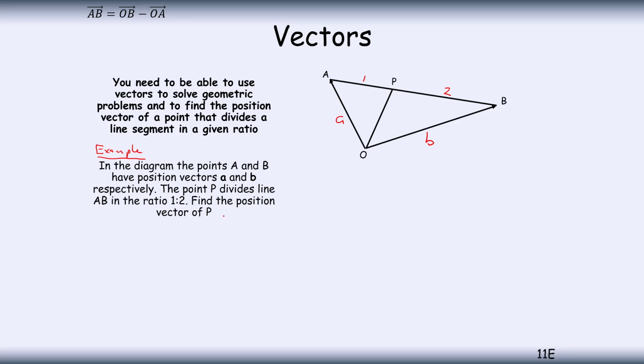So we want to find the position vector of P. The position vector of P is given by OP, so we want to find OP. In order to find OP, we can travel from O to A, so travel along OA and then AP. So if I knew what AP was, then I could find the position vector. So let's write that down. OP, the position vector we're looking for, is equal to OA plus AP.